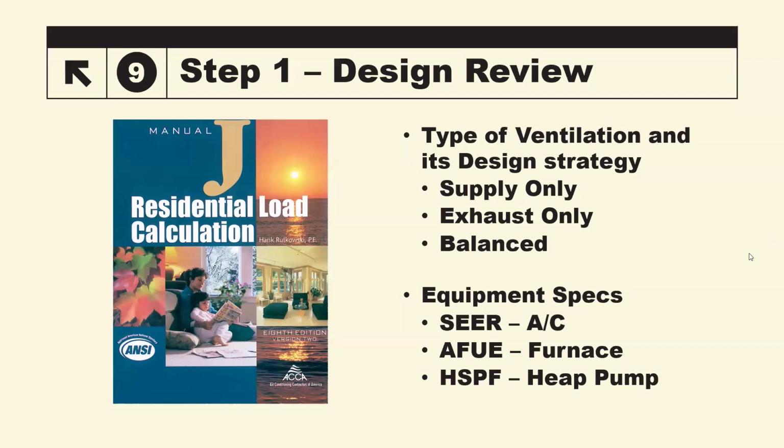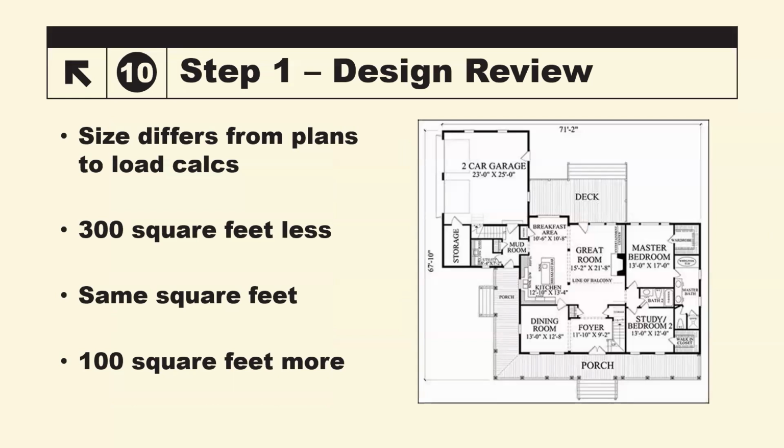Thanks, Connor. And then, of course, we continue on with our design review. This is where I say there are ranges that we can go by. For load calculations, aka what's listed on the Manual J, this standard allows for variation. Is there a difference between the load calcs and the plans? It'll allow up to 300 square feet less, and of course, it'll also allow up to 100 square feet more.